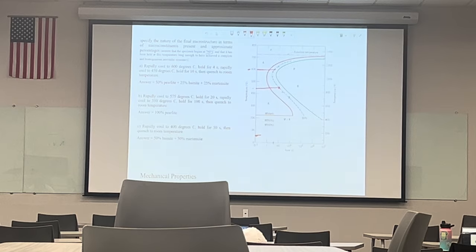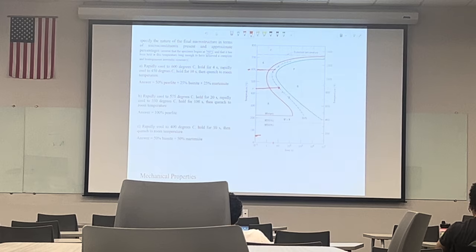So we started with austenite, right? At 600 degrees, some of our austenite turns into pearlite, but how much? 50%, right? Because this dashed line is the 50% one. And if you look at the time scale, 4 seconds, it should be around here. So approximately we reach this 50%. So far, 50% of our austenite turned into pearlite, right?